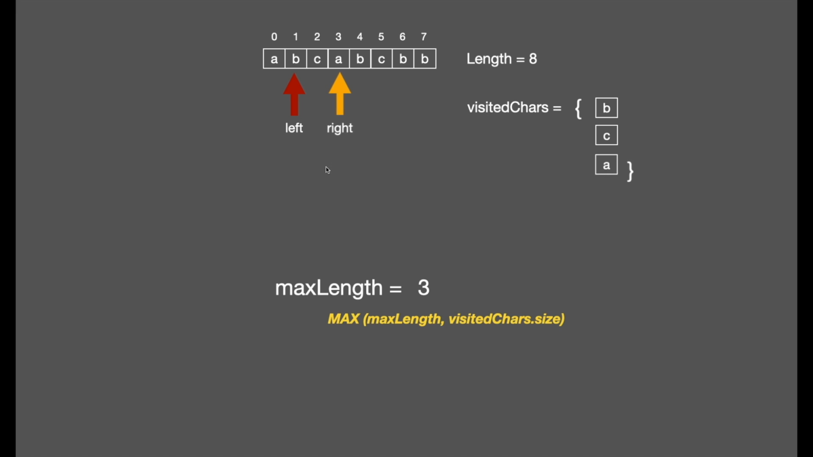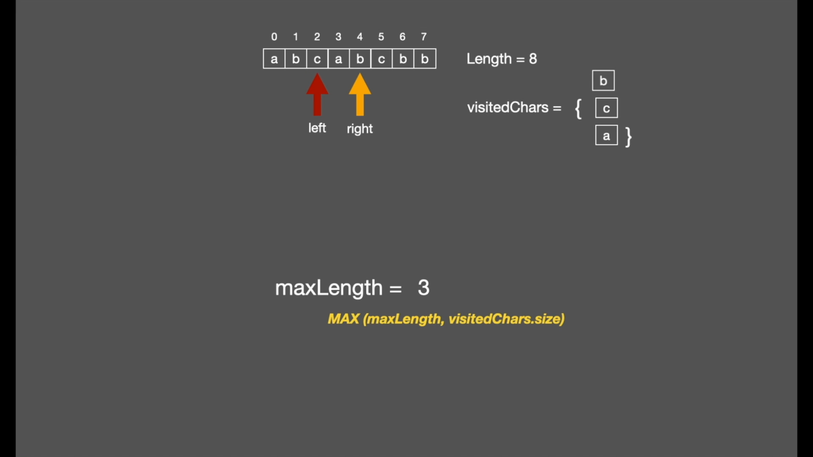And we are moving the right pointer again and checking the new character in the visited characters, which is already there. We are not going to take any action, and then we are moving back to the left side. We remove the left pointer character from the visited characters and then move the left pointer by 1.